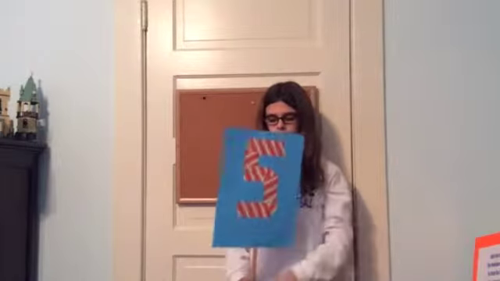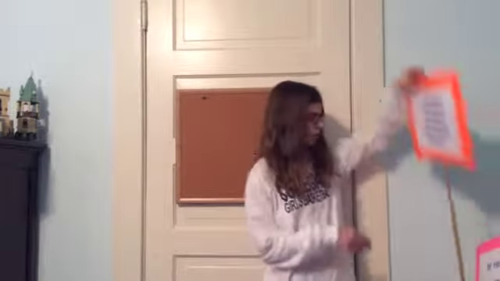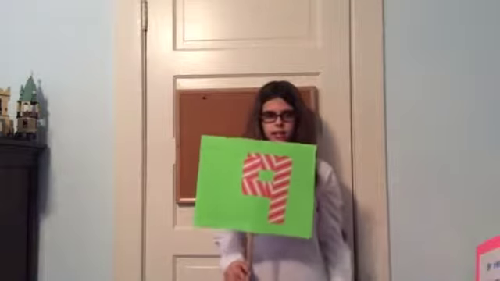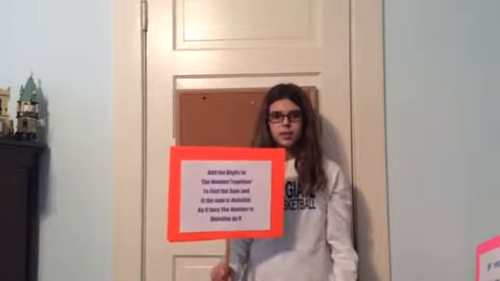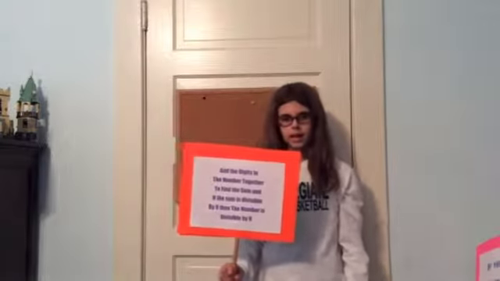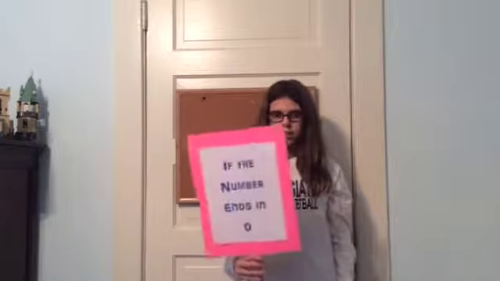For number 5, the rule is if the number ends in 5 or 0. For number 9, add the digits of the number together to find the sum, and if the sum is divisible by 9, then so is the number. And our final rule is for number 10, and that is if the number ends in 0.